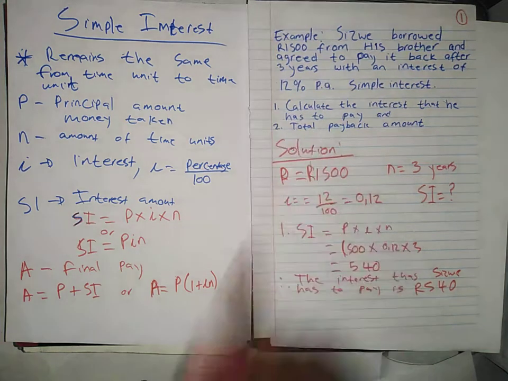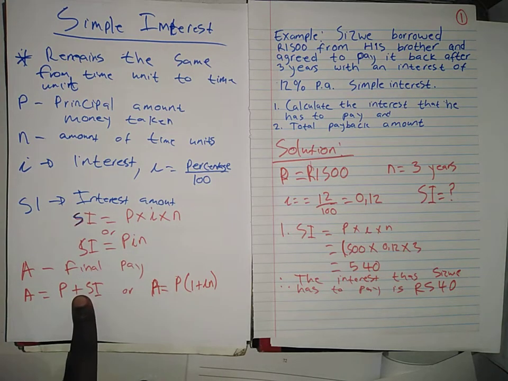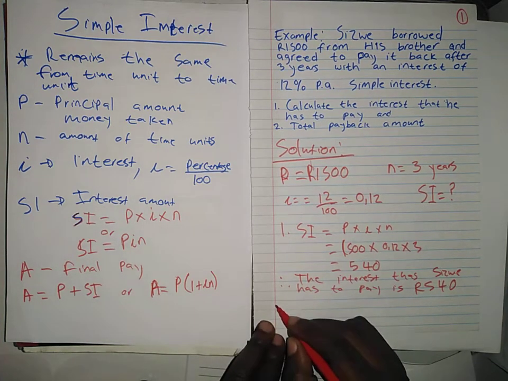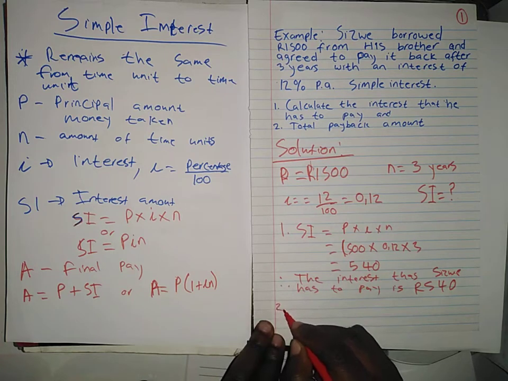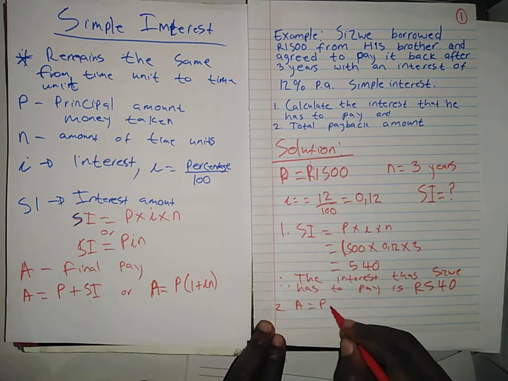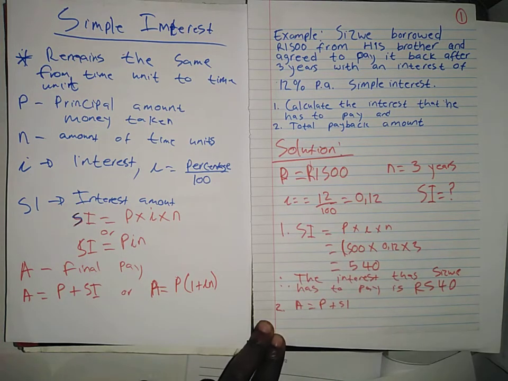Okay, let's look at the question now. The total payback amount. What is the total payback amount? Okay, there are two formulas that we are given. We can actually use both of them, and let's see if they give you the same thing. Number 2. So you've got A, which is equal to P. You know what P is, and then plus SI. Things are becoming very easy for us.